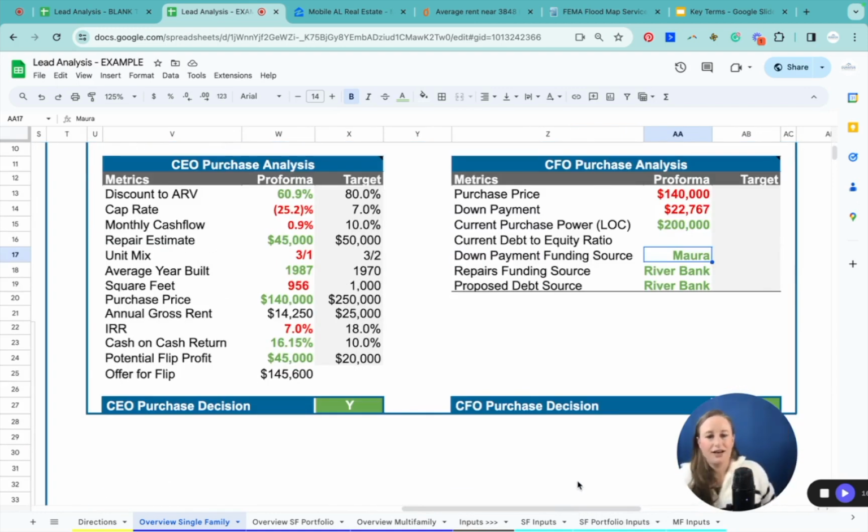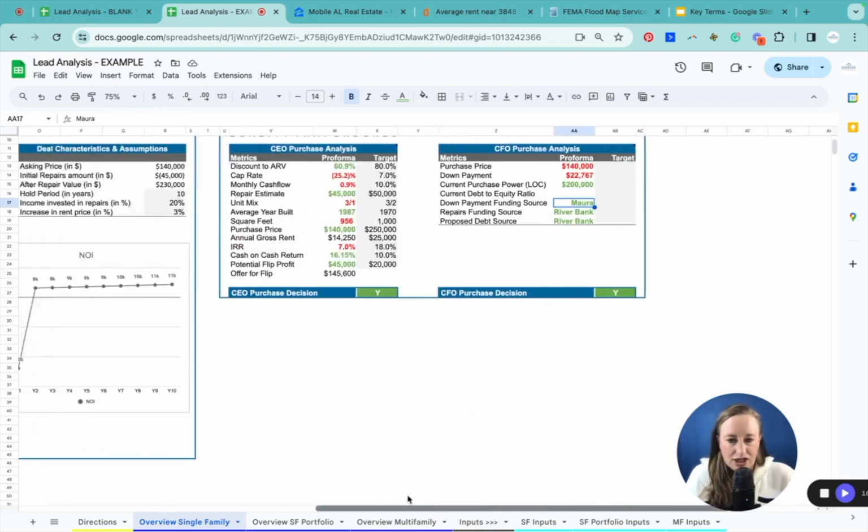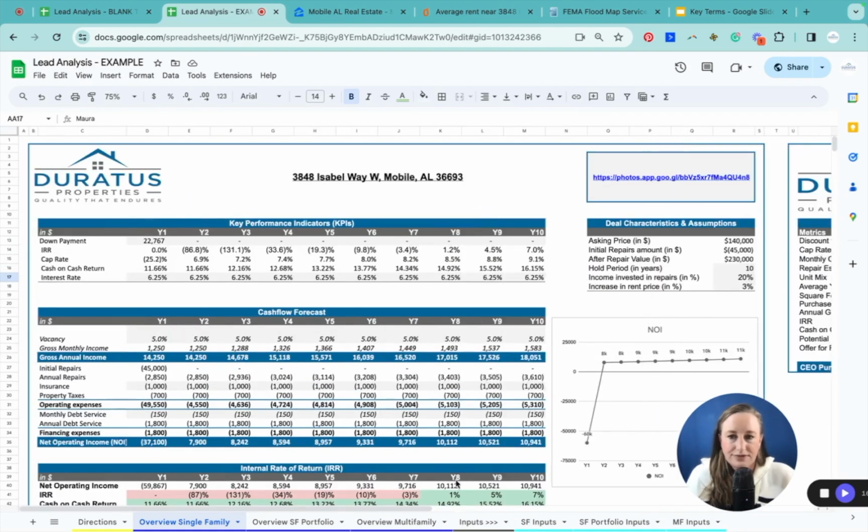So that's a quick overview of how the single family analysis works. And the process for all the other types of properties is relatively similar. We'll work through those quickly, but it's very similar to this process. So you just basically put in some basic information, and then you get a decent little analysis that you can share with your team or your lender. So yeah, hopefully this is helpful for you guys. Let's do a quick overview of a portfolio deal and a multifamily deal.